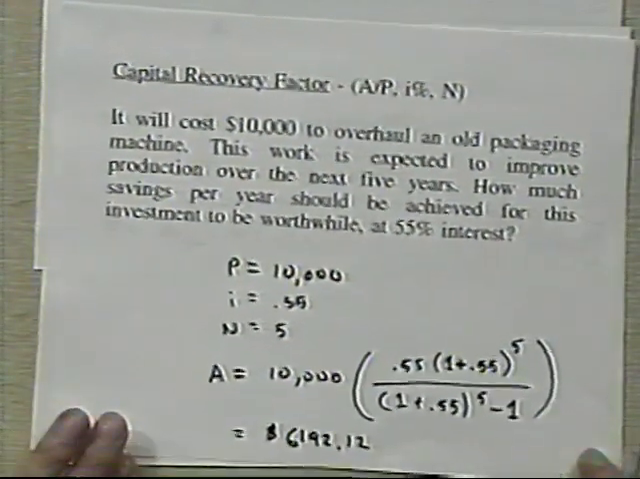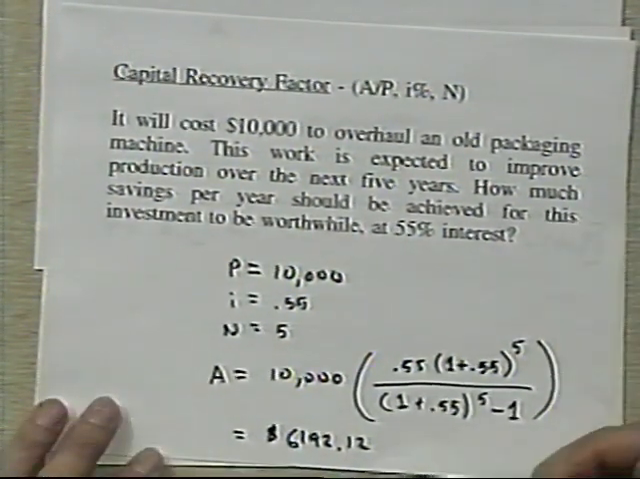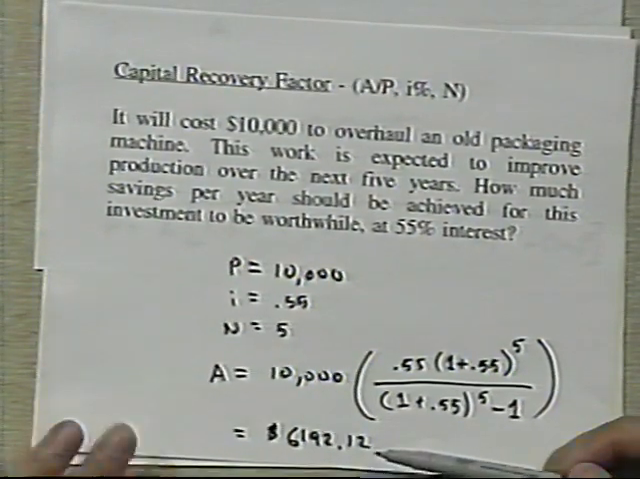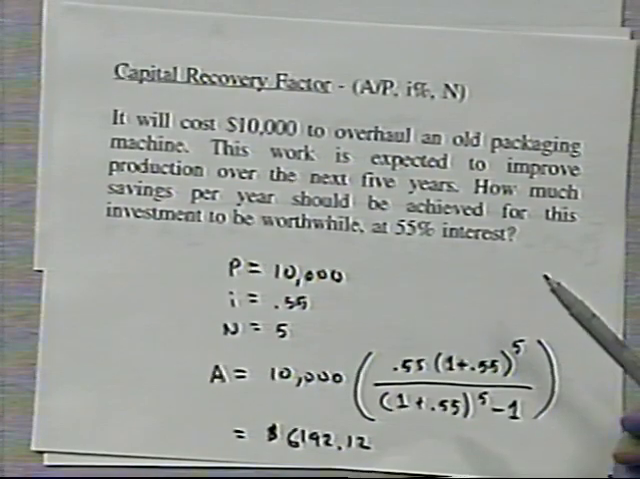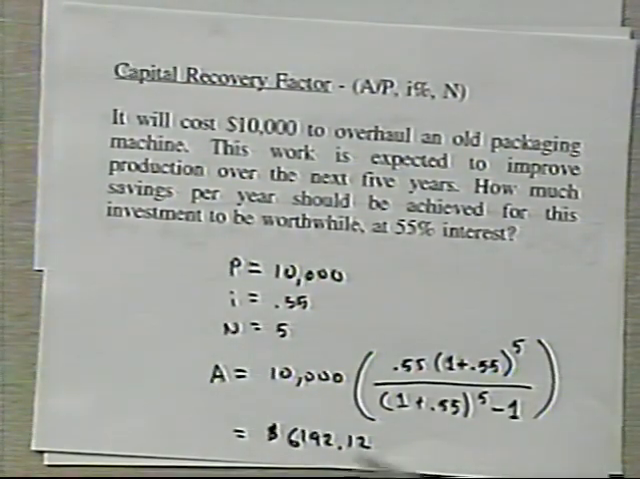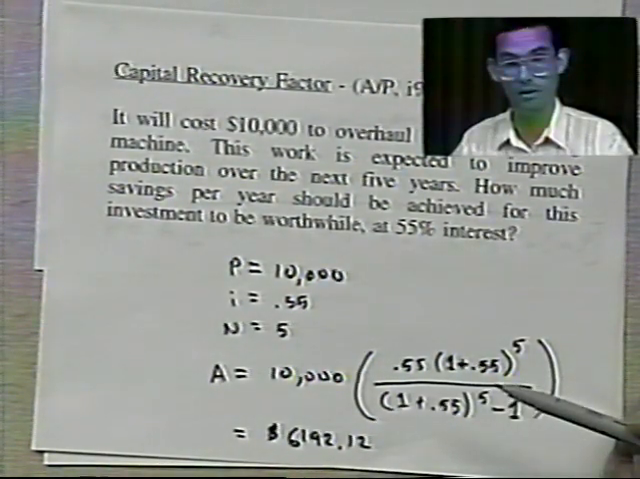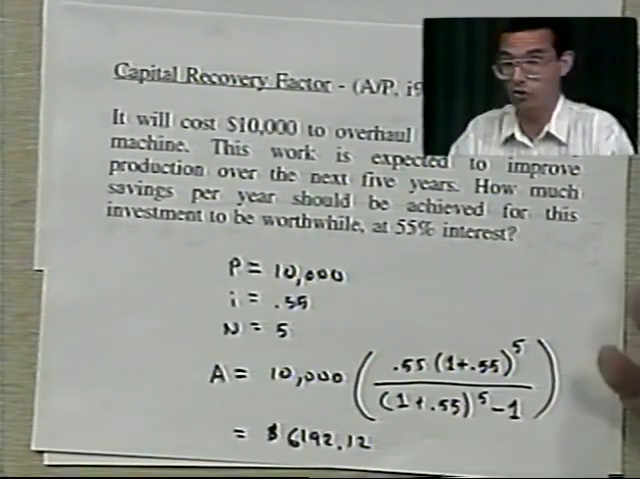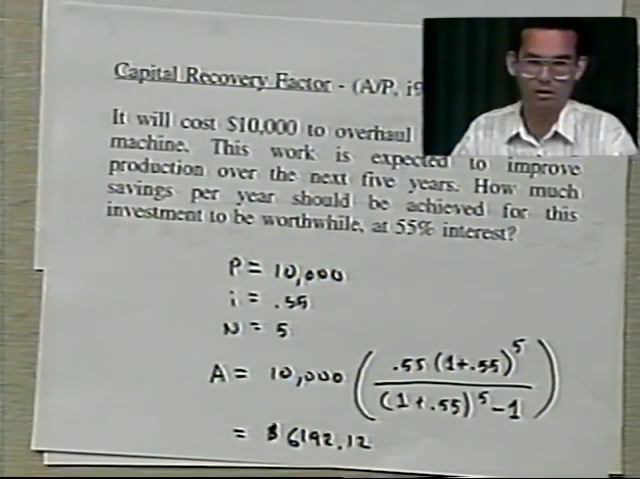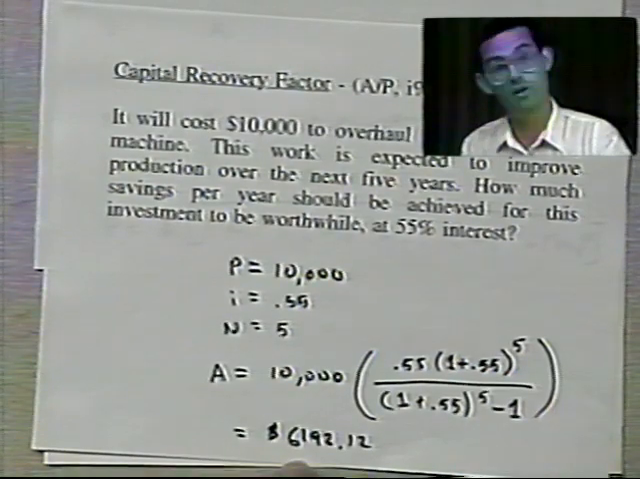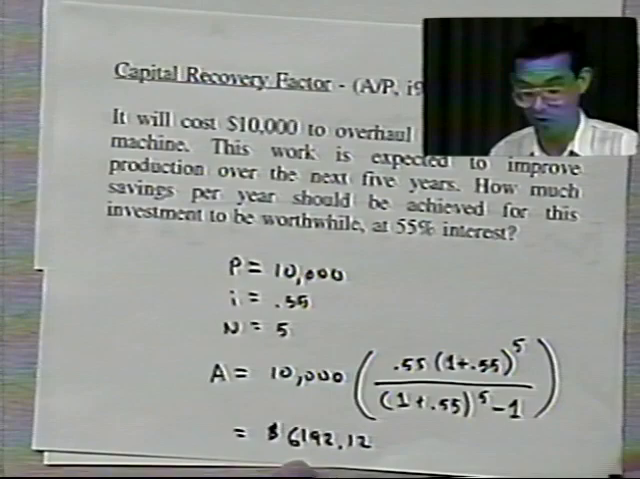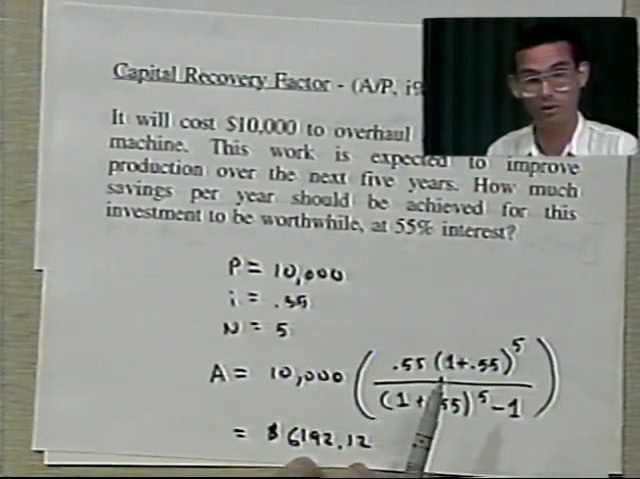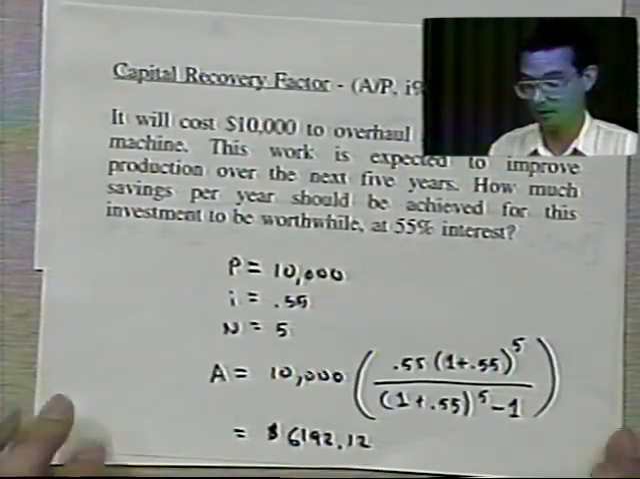$6,192.12. Now, another point about this answer is that our intuition would suggest that if you're spending $10,000 to overhaul a machine and you're going to be saving $6,000 a year on it, and you'll be saving that for 5 years, your intuition would say, well, that's a good investment. But in fact, if you only save $6,000, it's not. And it's because that interest rate is so high. If you're saving more than this amount, it would be a good investment. So that's the capital recovery factor.